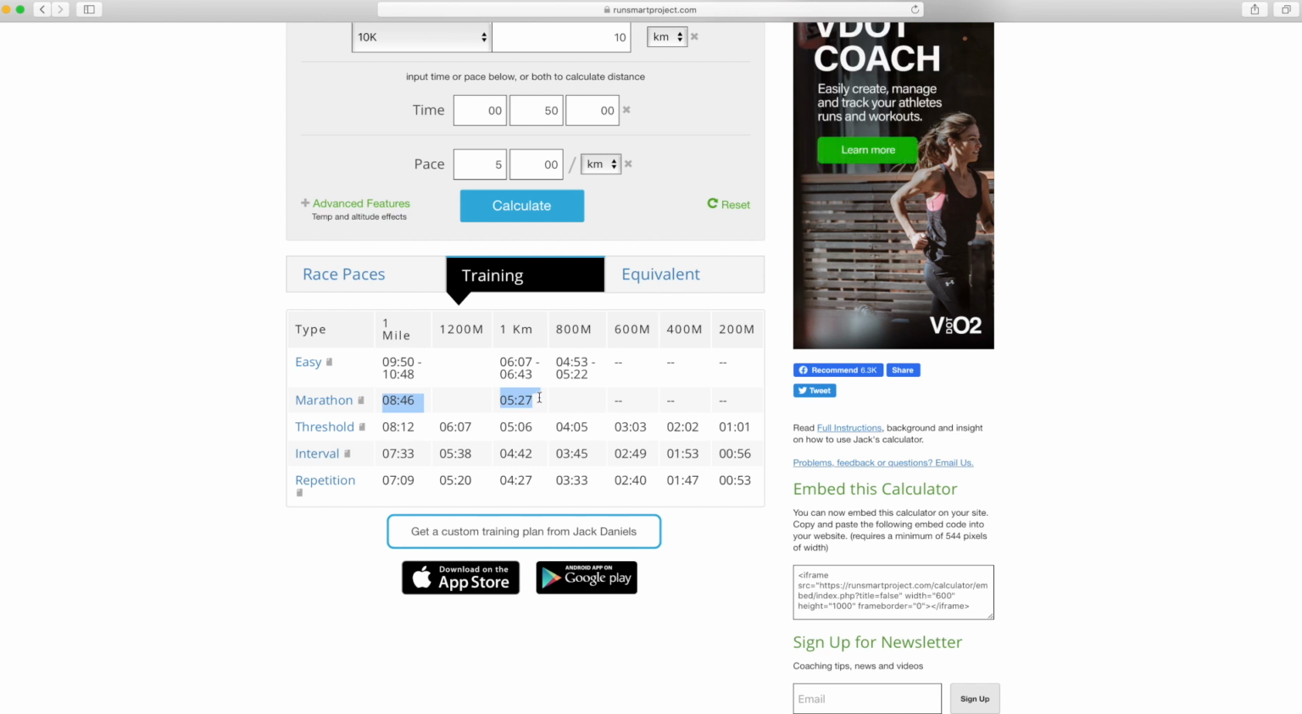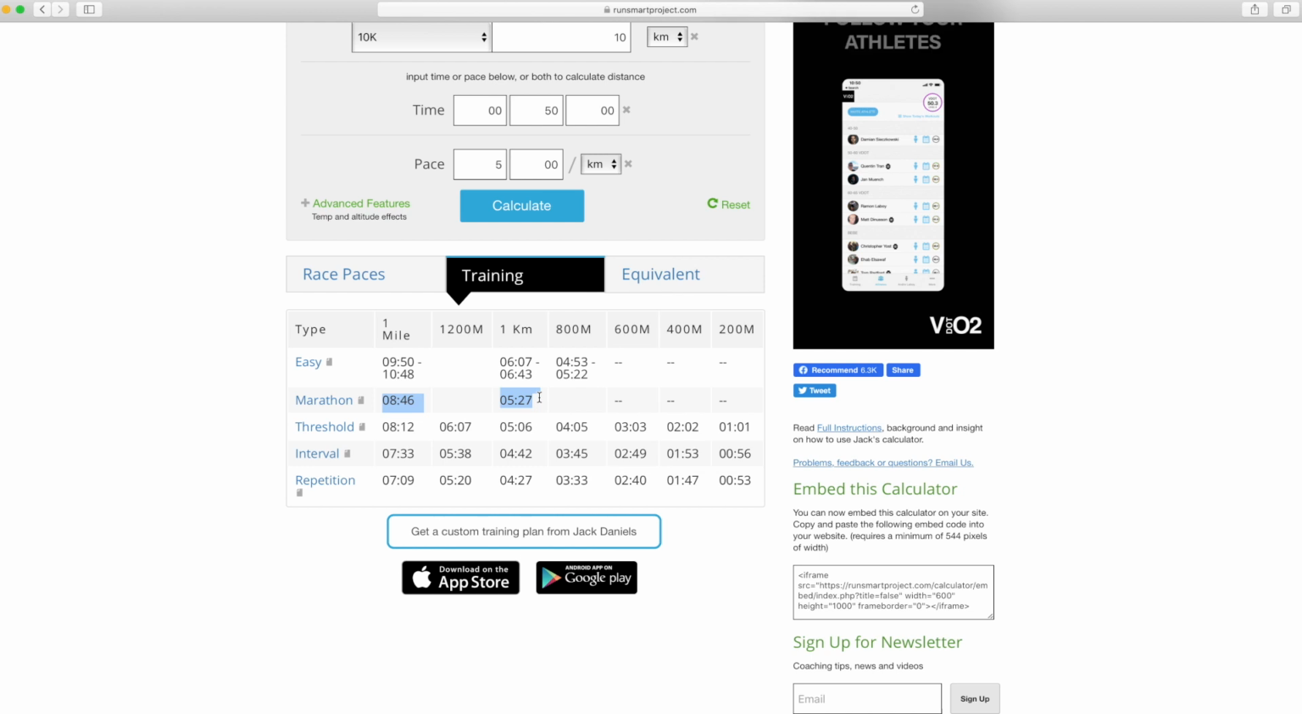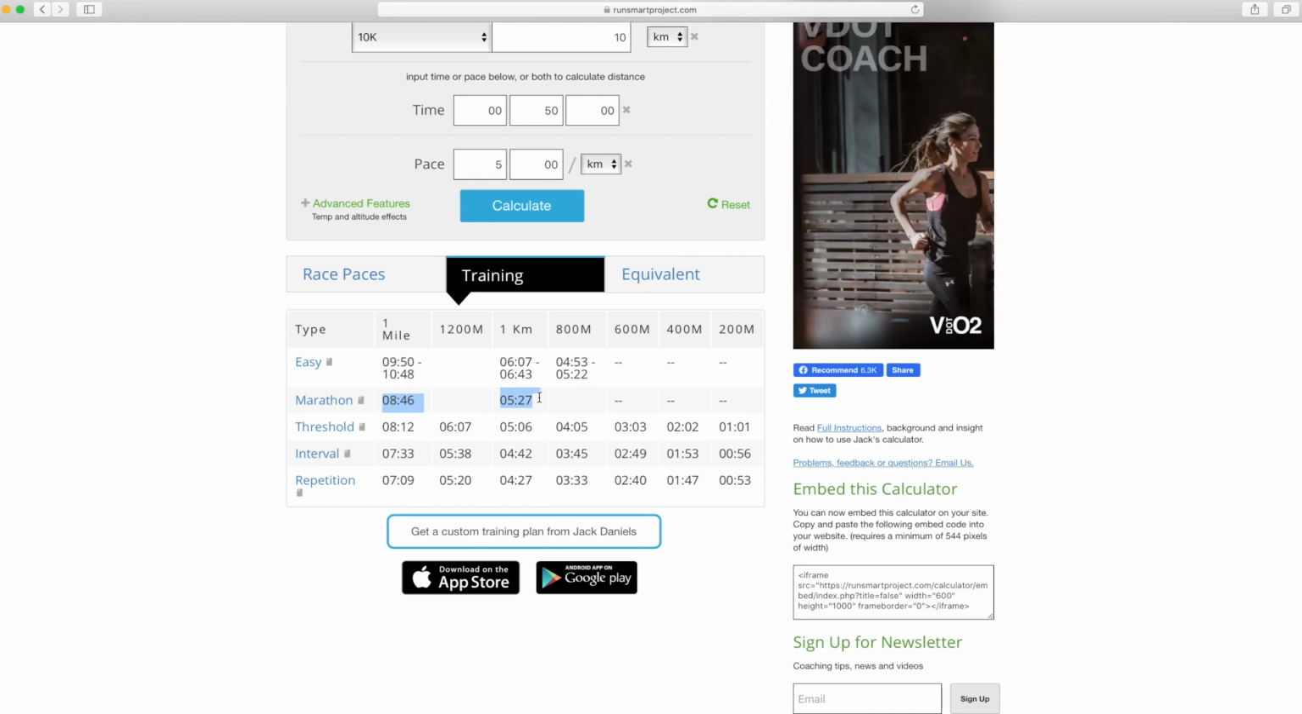Marathon pace is the slow end of the threshold pace range. So longer threshold efforts, 20 to 30 minutes, should be done at this marathon pace. It's also used for 20-minute efforts in the back half of a long run.